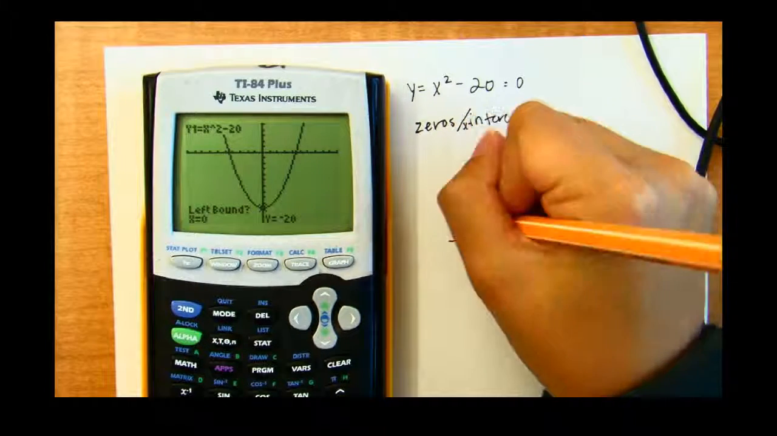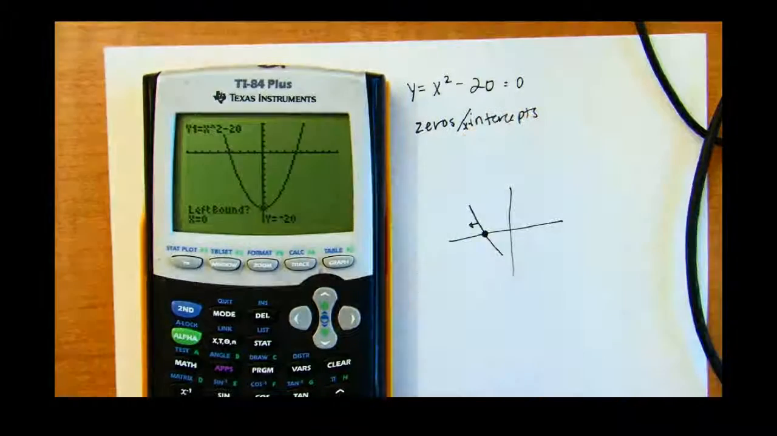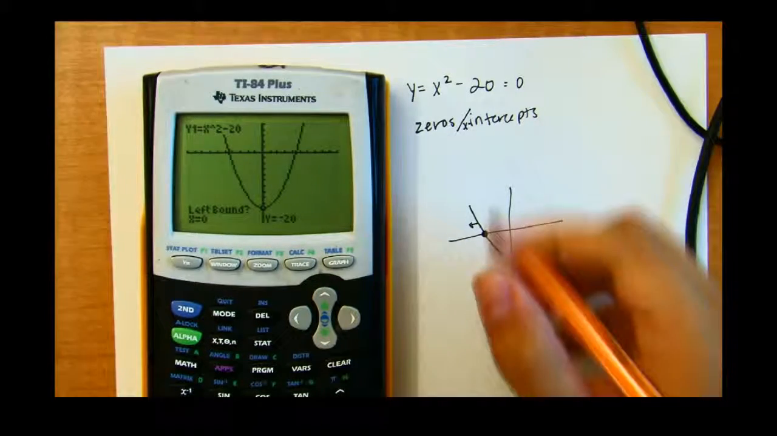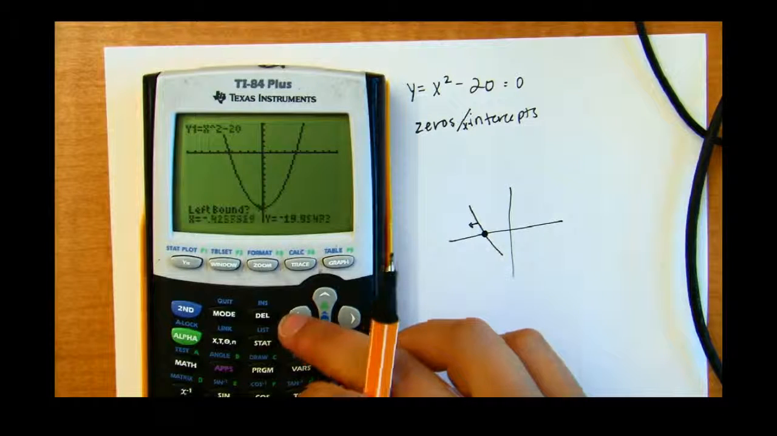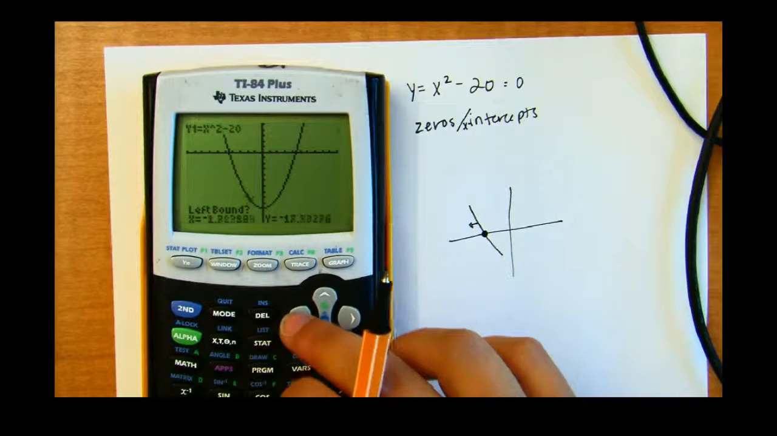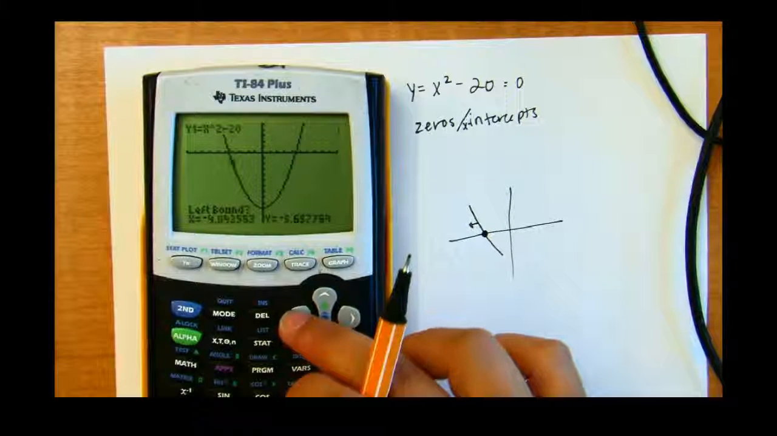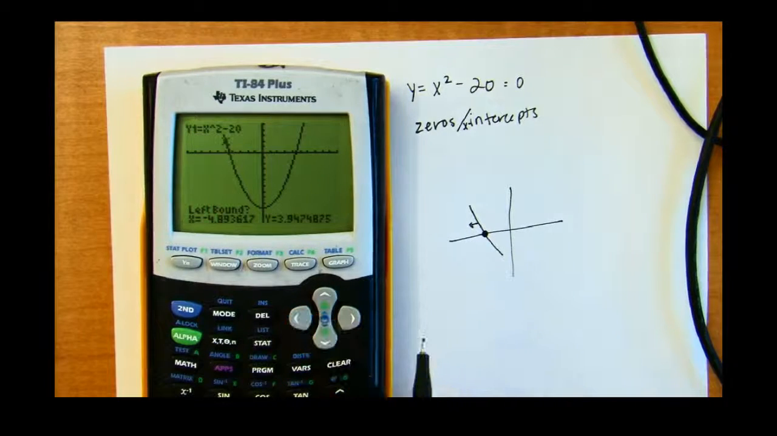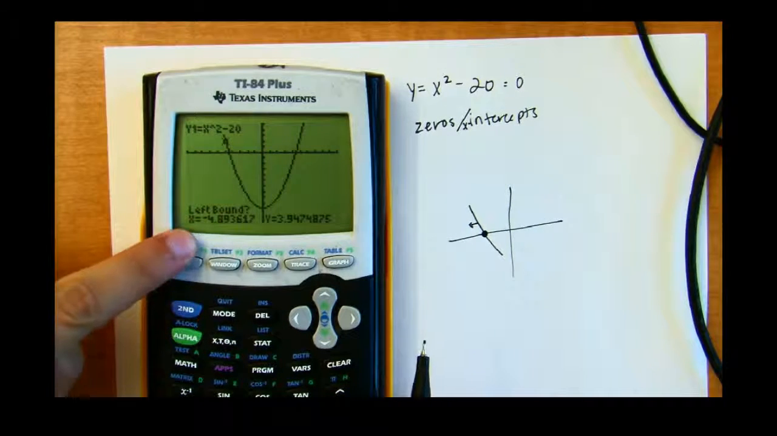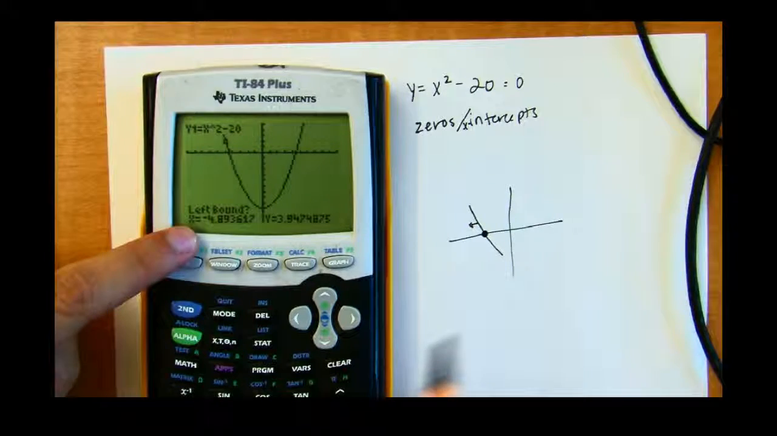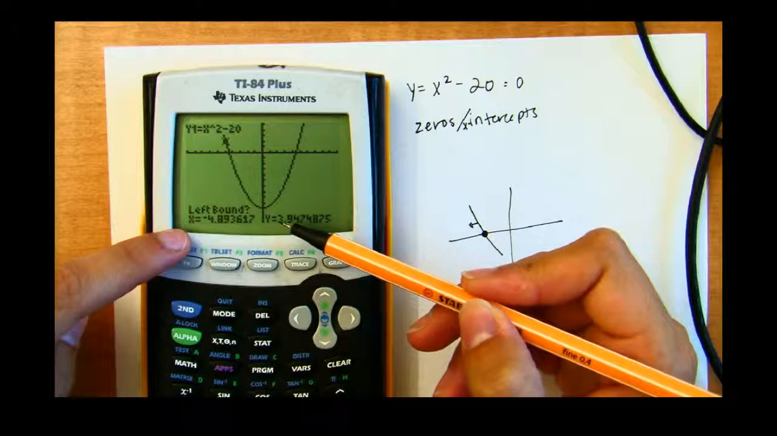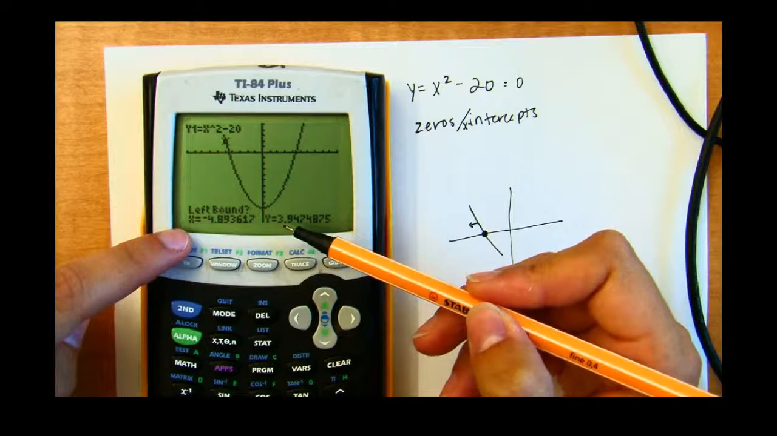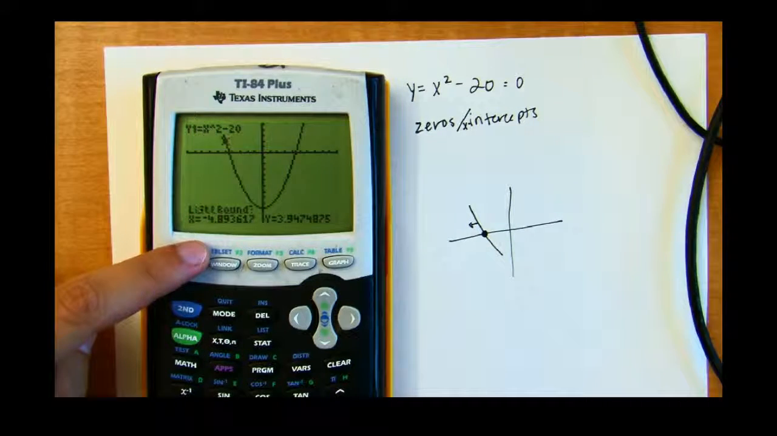I need to pick a point that's to the left of it. So it needs to be above the x-axis. I'm going to press my left arrow until I get above the x-axis, and I'm going to press enter once I get to any point that's just above the x-axis. I can tell it's above the x-axis because my y value down here is positive. So I'm going to press enter.